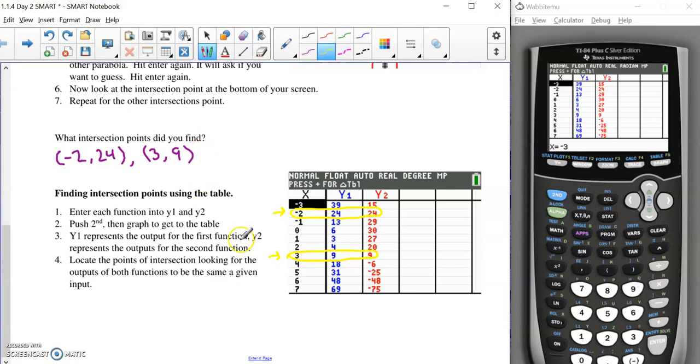Alright, so now that we've talked about how to find intersection points on graphs and on tables, we have one last method, and that's going to be using the equations. You'll probably find that to be the more tedious method, but sometimes it's really necessary, and it's also often the most accurate.